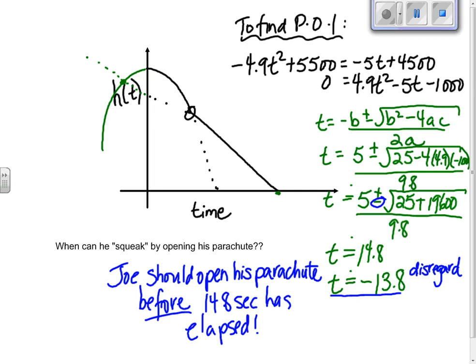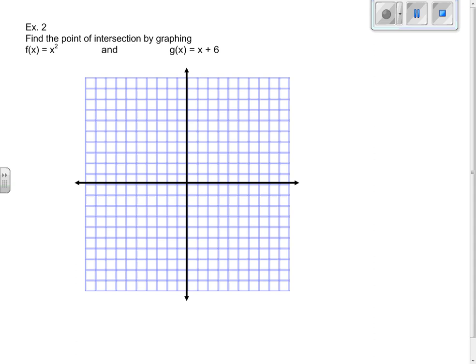Let's do a few that are a little less life and death. We're going to find the point of intersection by graphing, and that's how we started with linear systems in grade 10 as well. First of all, we're going to do f of x, which is your basic parent function for quadratics. So I know my step pattern. I'll draw a rough graph of that. Y equals x squared parabola.